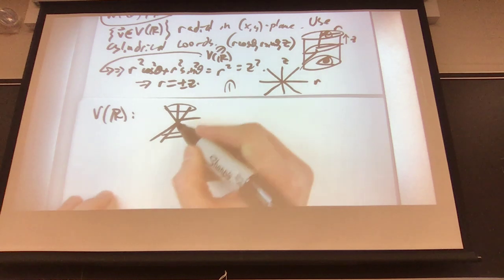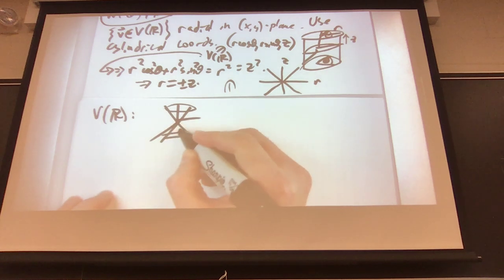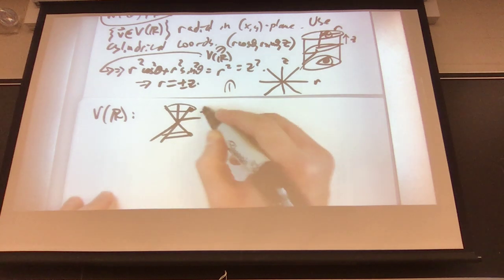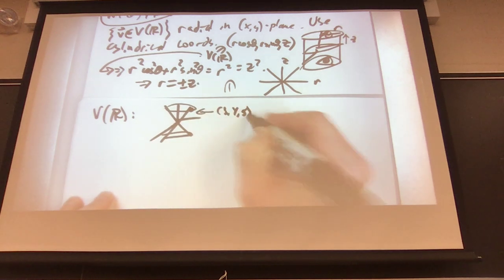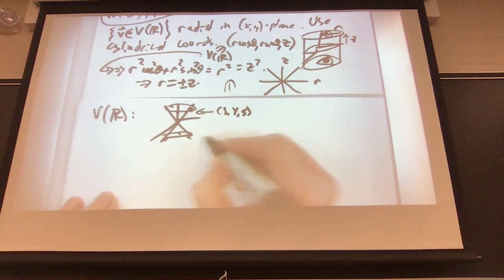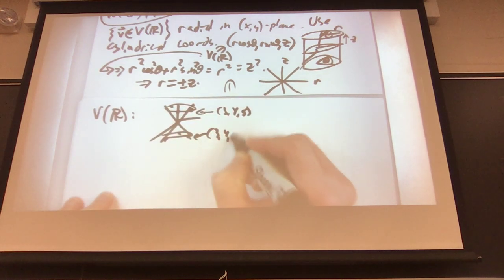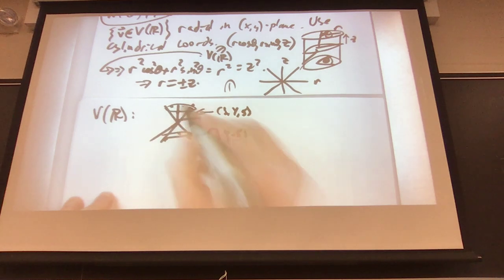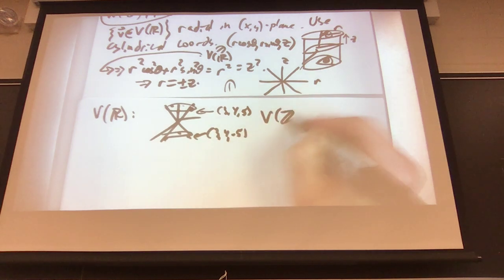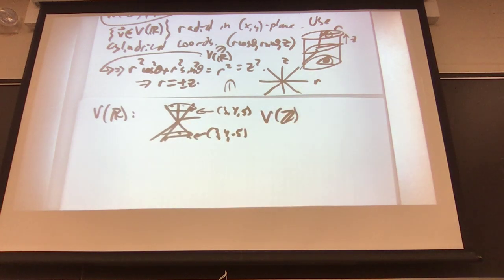So for example, here's 3, 4, 5. 1, 2, 3, 1, 2, 3, 4, 1, 2, 3, 4, 5. Okay. That is 3, 4, 5. And here is a bunch of other points. And here's 3, 4, negative 5. Okay, so it's these freckles. So the Pythagorean triples, V of Z, are the freckles on this cone, V of R.